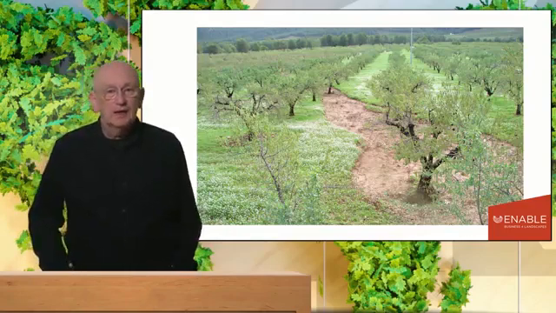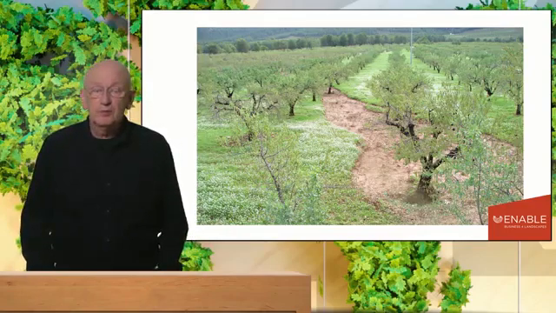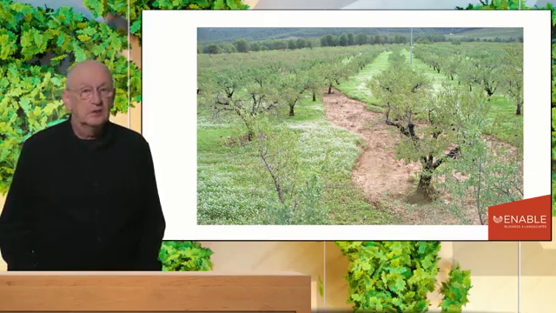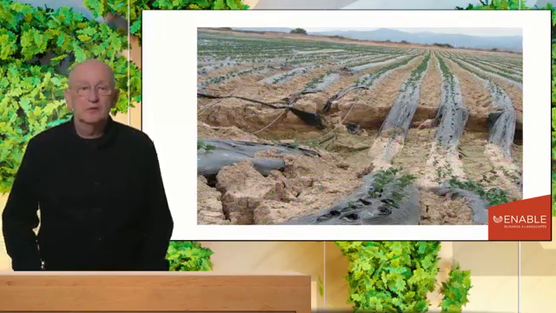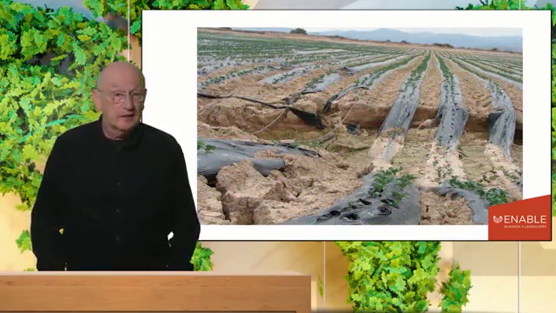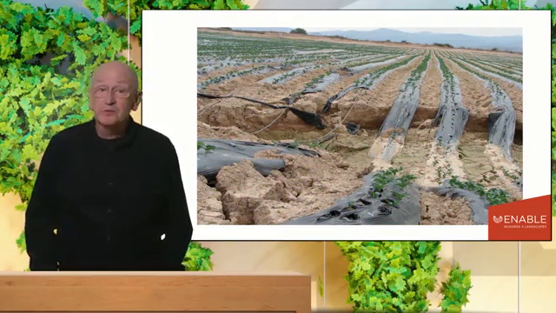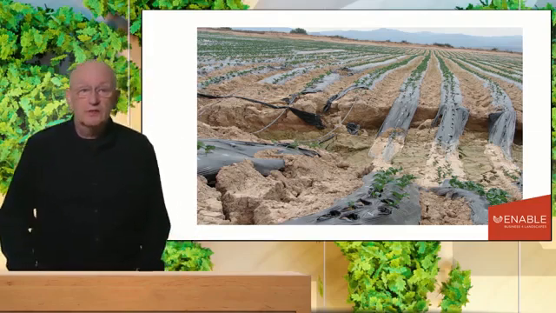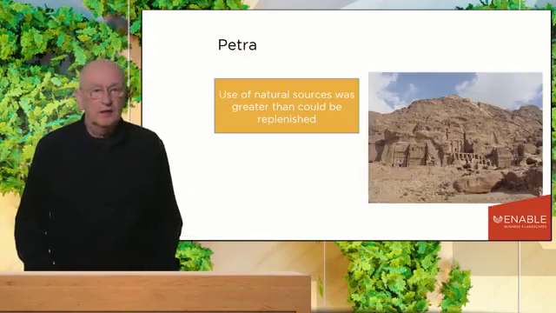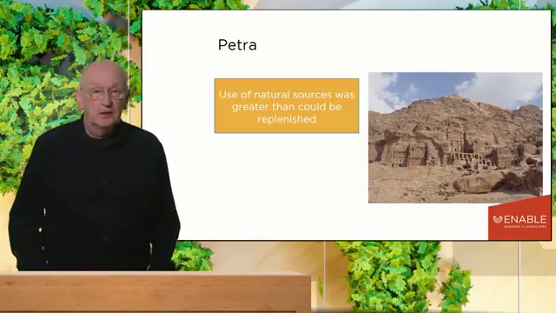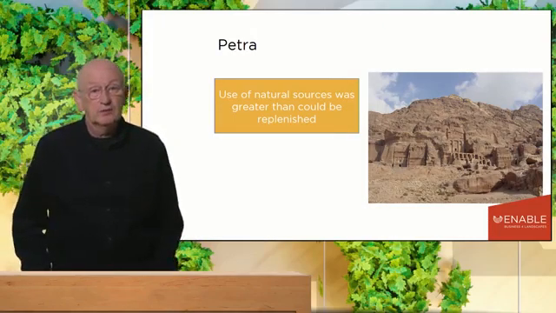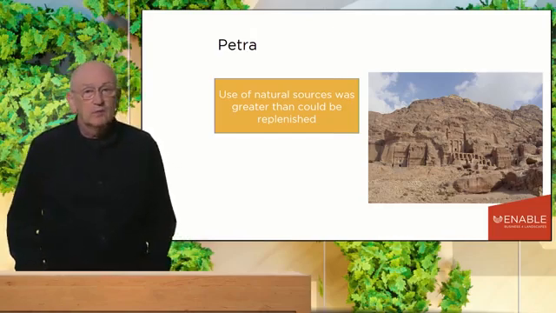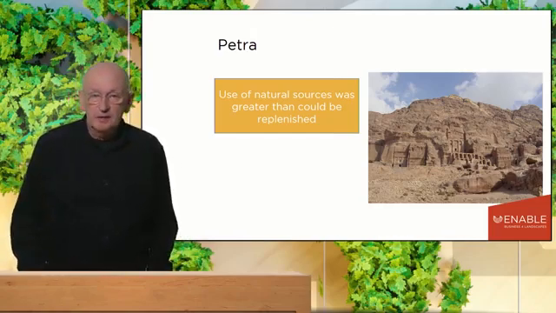Throughout history, man in his search for food, fiber and fuel has exerted pressure on Earth's ecosystems, sometimes with catastrophic consequences, such as severe land degradation and ecosystem collapse. An example of such collapse can be found in the once thriving city of Petra in present-day southern Jordan. There, use of natural resources like forest, grazing land, and water was greater than could be replenished.